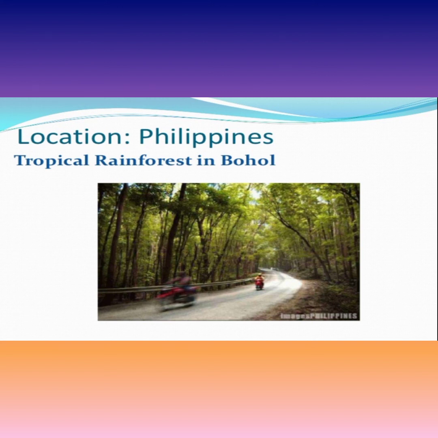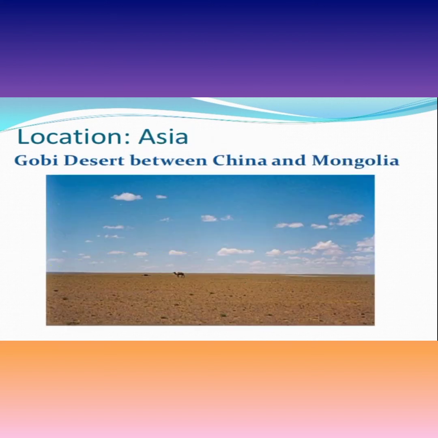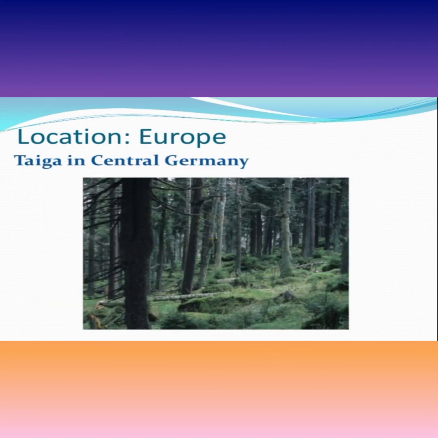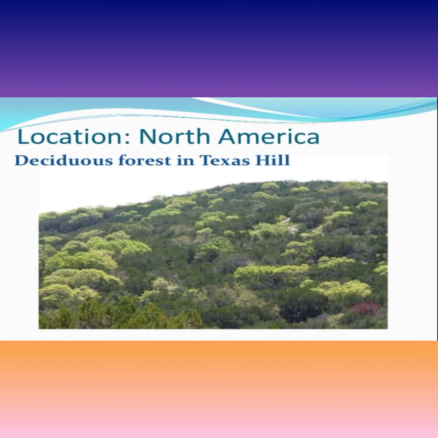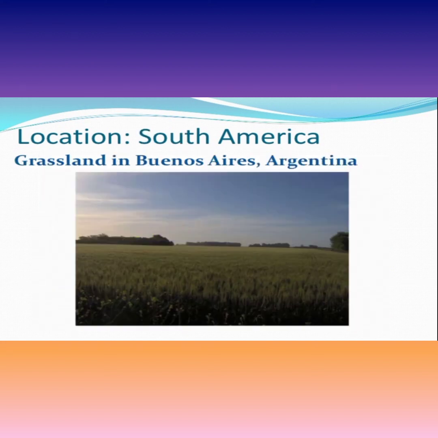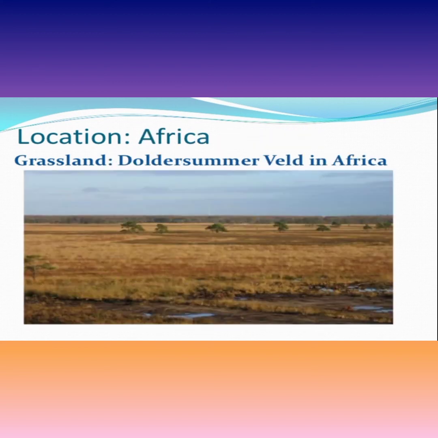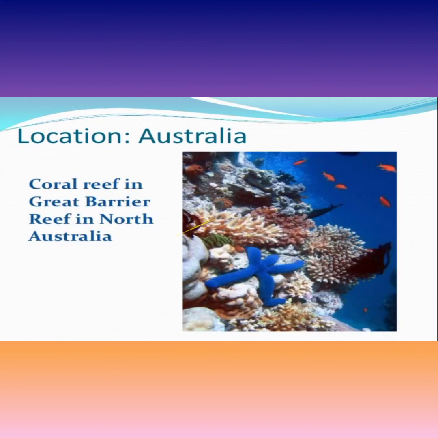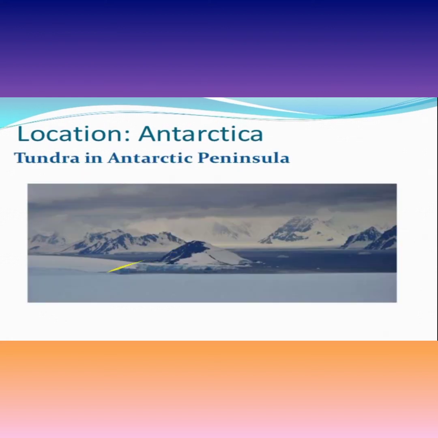Location Philippines: tropical rainforest in Bohol. Location Asia: Gobi Desert between China and Mongolia. Location Europe: taiga in central Germany. Location North America: deciduous forest in a Texas hill. Location South America: grassland in Buenos Aires, Argentina. Location Africa: grassland, Doldersum wild in Africa. Location Australia: coral reef, Great Barrier Reef in North Australia. Location Antarctica: tundra in Antarctic Peninsula.